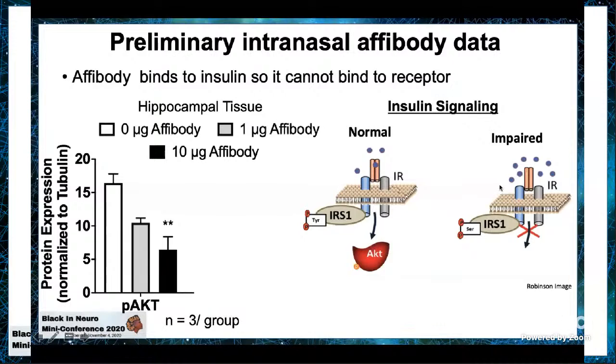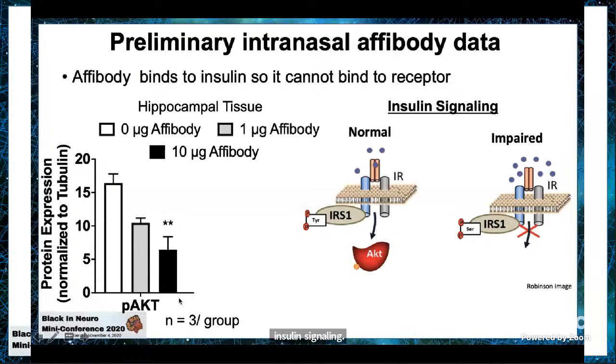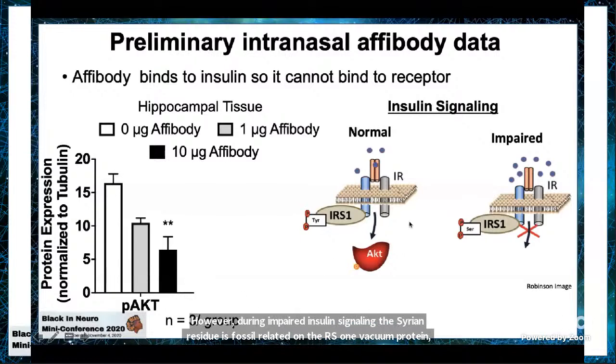However, during impaired insulin signaling, the serine residue is phosphorylated on the IRS1 docking protein, which leads to inactivation of AKT and non-functional insulin signaling. So we wanted to determine which concentration of the affibody would decrease insulin receptor signaling the most. We saw that 10 micrograms of the insulin affibody reduced insulin receptor signaling the most when looking at pAKT to insulin receptor ratio, which is a measure of our AKT activation.